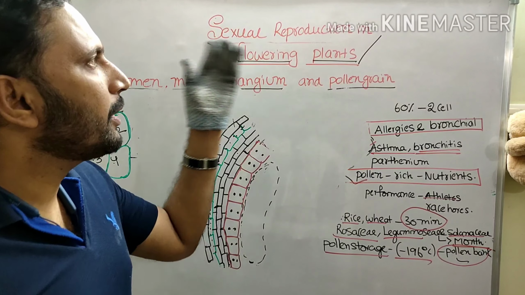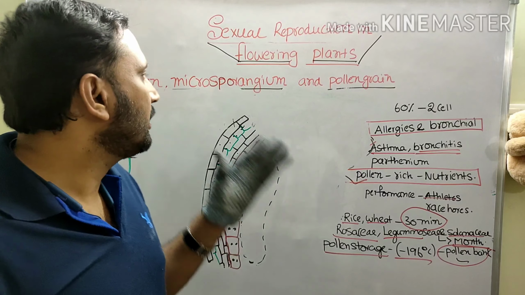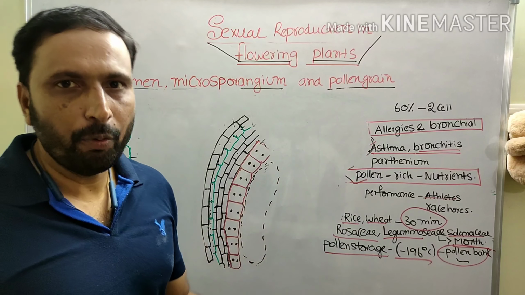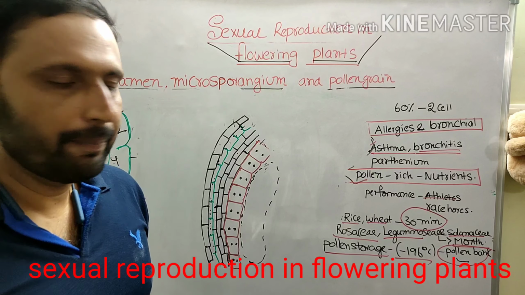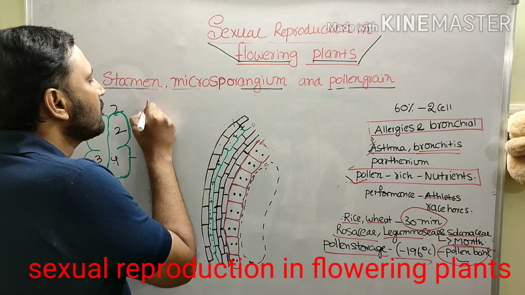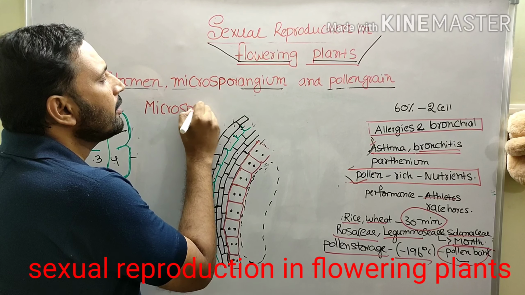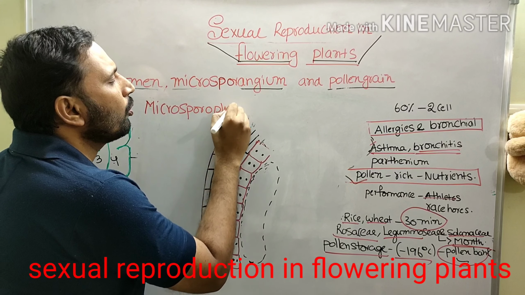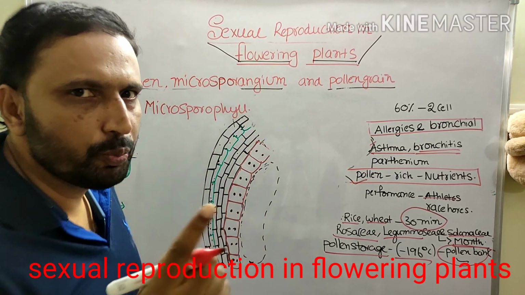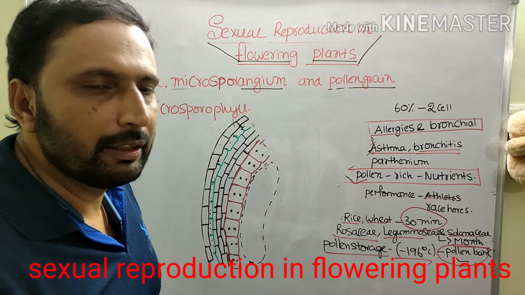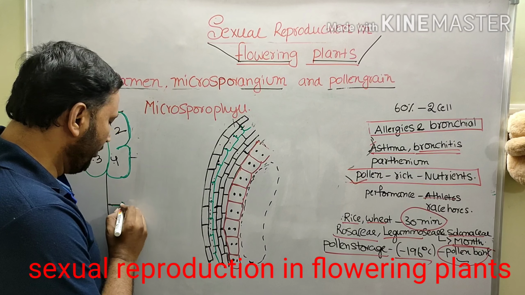Today our topic is sexual reproduction in flowering plants. In that, the first structure is the stamen, then the microsporangium, and later the pollen grain. Stamen is also called microsporophyll. Microsporophyll is the stamen. In the microsporophyll, two parts are present.